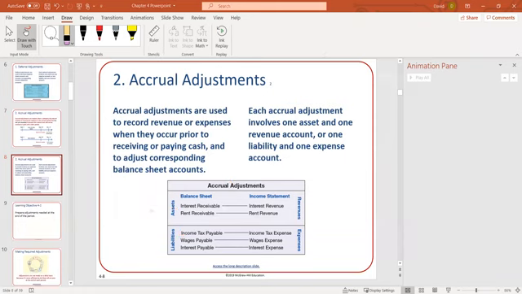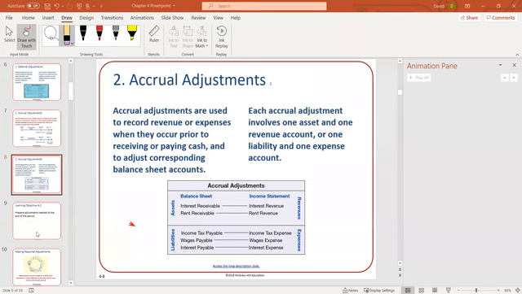You can see how, for example, you have an interest receivable, and the offset is interest revenue, and rent receivable, rent revenue. There's always going to be a corresponding balance sheet and income statement account. For liabilities, notice you've got income taxes payable, wages payable, interest payable. Notice you have a corresponding expense account that's always going to go with each of those.